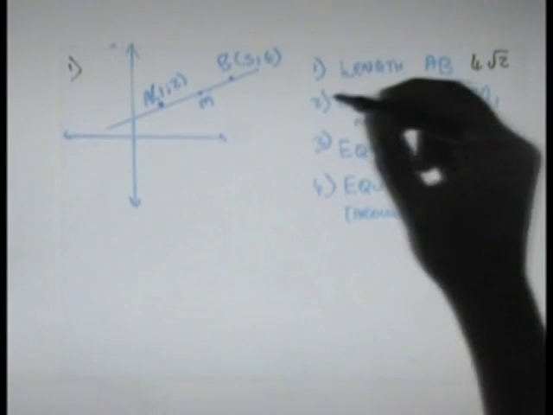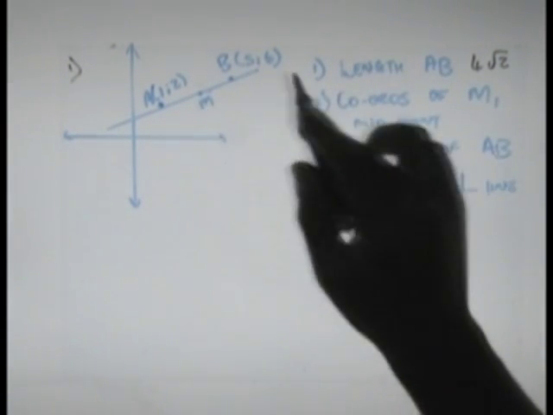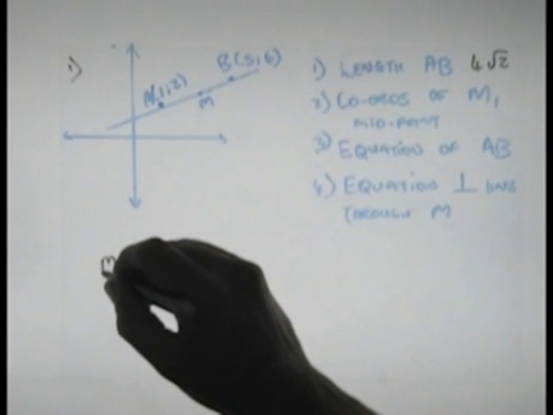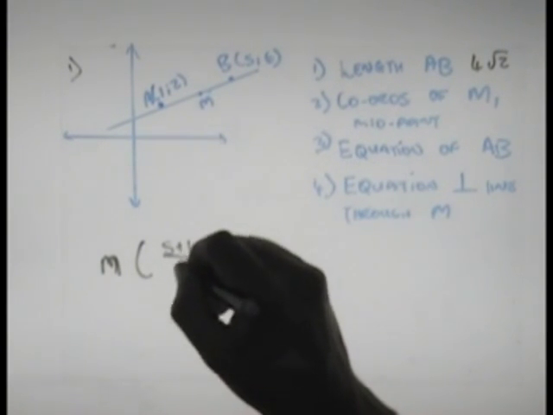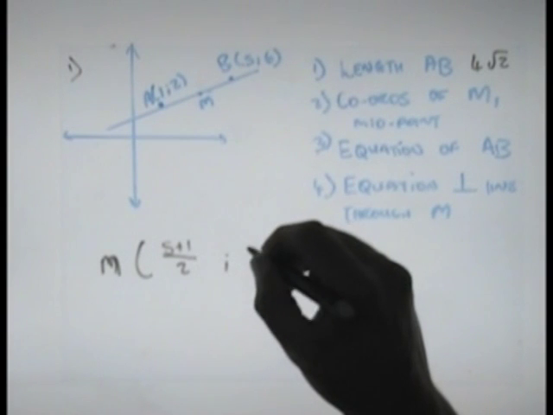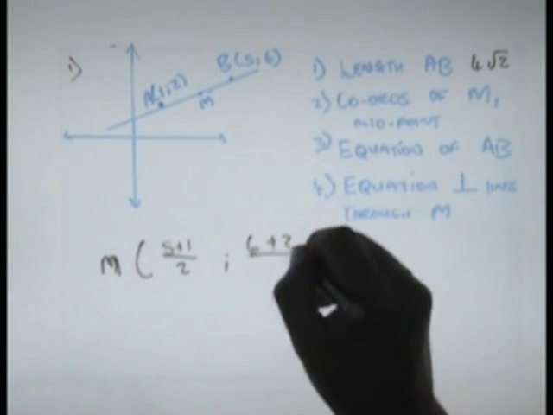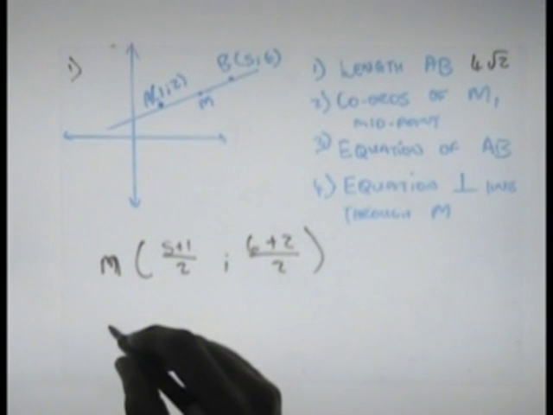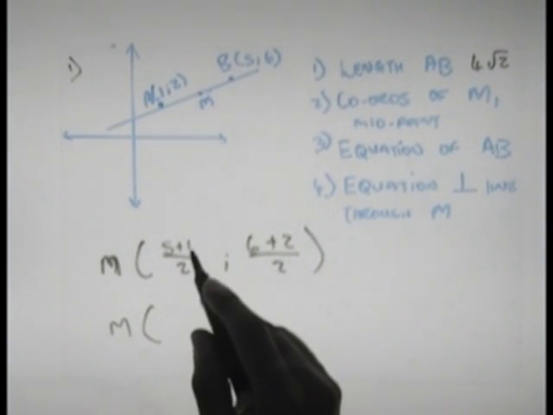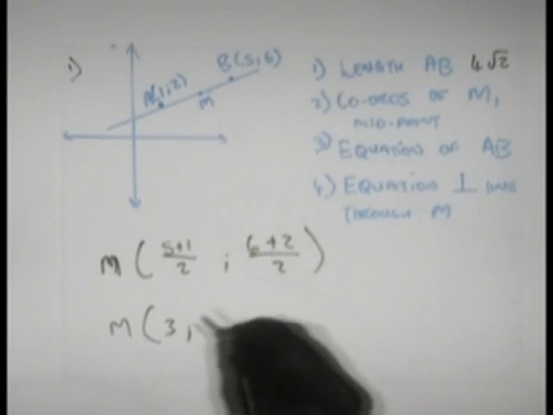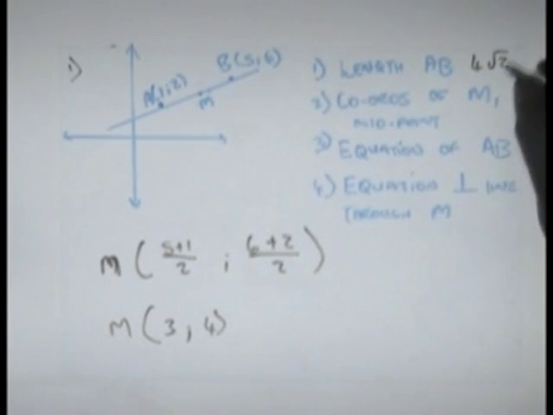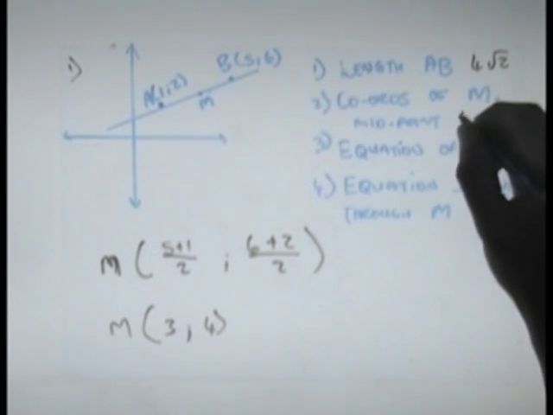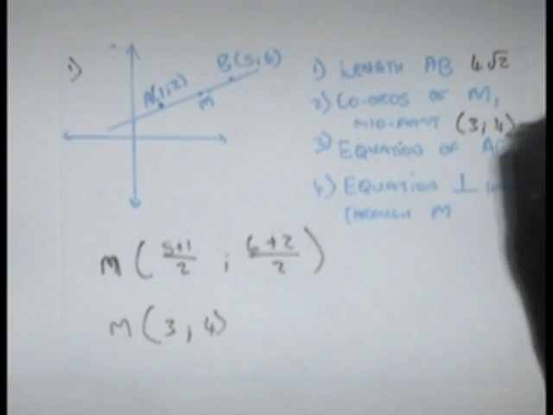The next thing we're looking at is the coordinates of M, which is the midpoint of AB. To get our x value, we're going to say x2 plus x1, which is 5 plus 1, divided by 2. And to get our y value, we're going to say y2 plus y1, also over 2. That means that the coordinates of M are 5 plus 1 is 6 over 2 is 3, 6 plus 2 is 8 over 2 is 4. That means that the coordinates of M are x is 3, y is equal to 4.